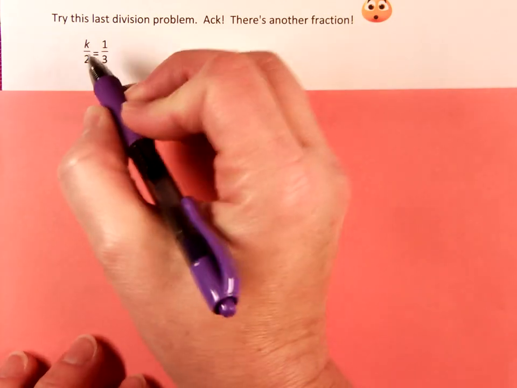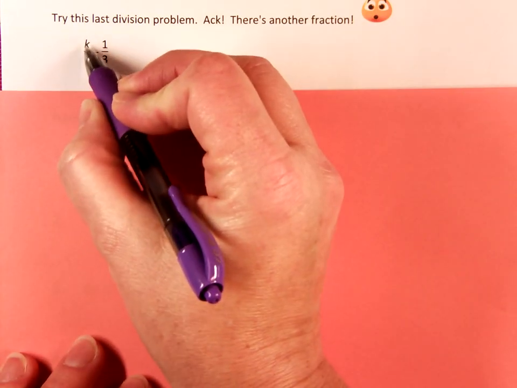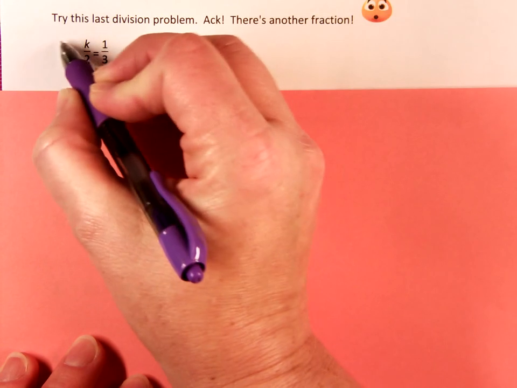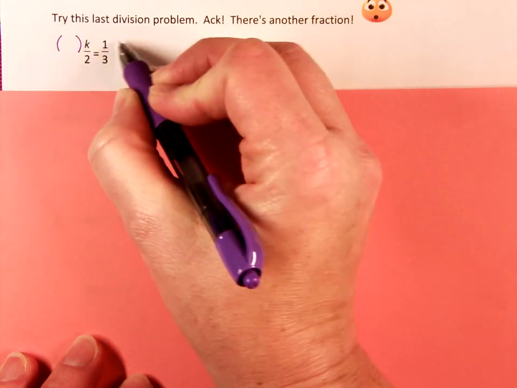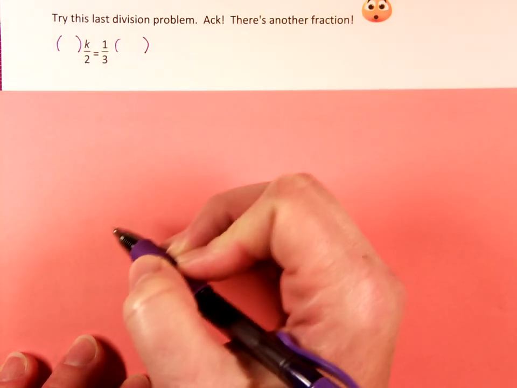That looks kind of complicated. Where do you even start? We'll find the 3. Very nice, good. So you look at the variable side first. K is being divided by 2. The opposite of division is multiplication.